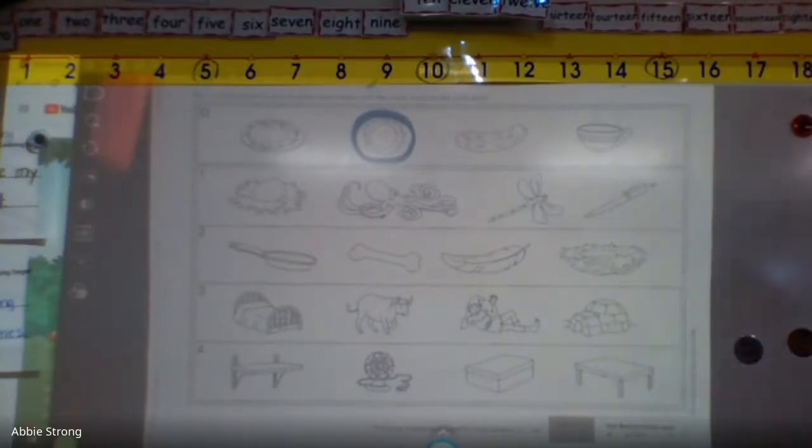Where is my book? There it is. Okay. All right, here we go. Look at row number 2. You have a pan. Touch the picture for me. Pan in row number 2. Then you have a bone, bone. Then you have an elf, elf. And then you have an igloo, igloo. Igloo is the last one.